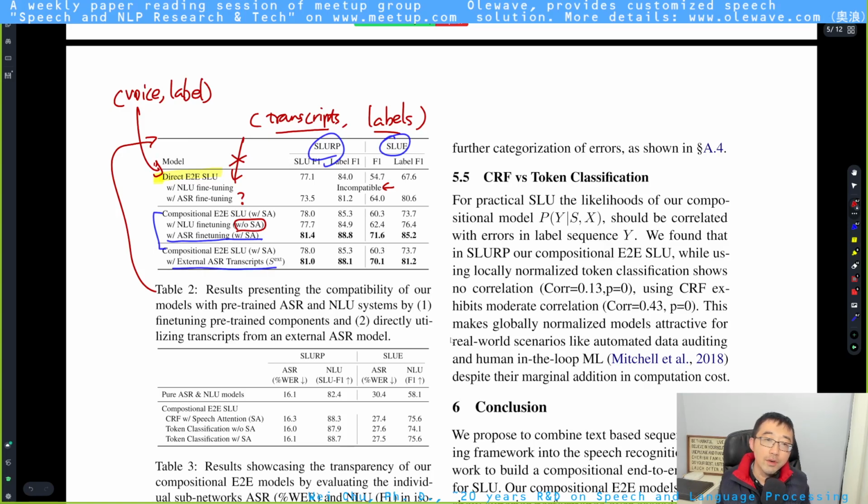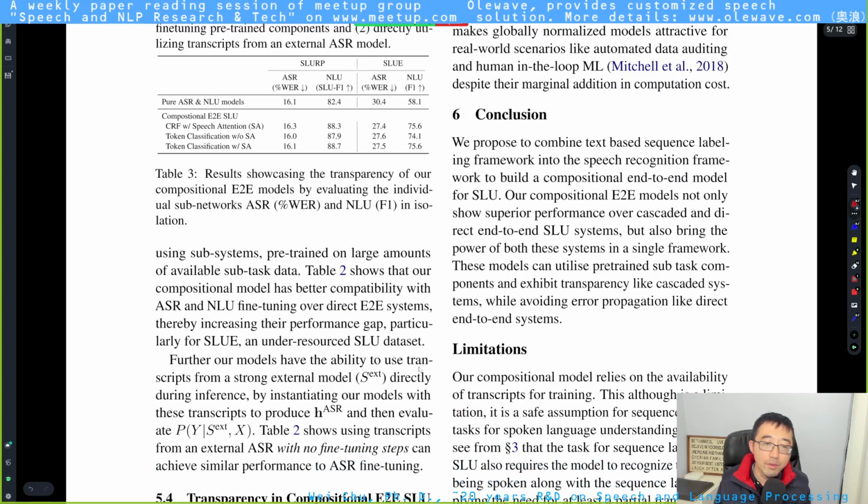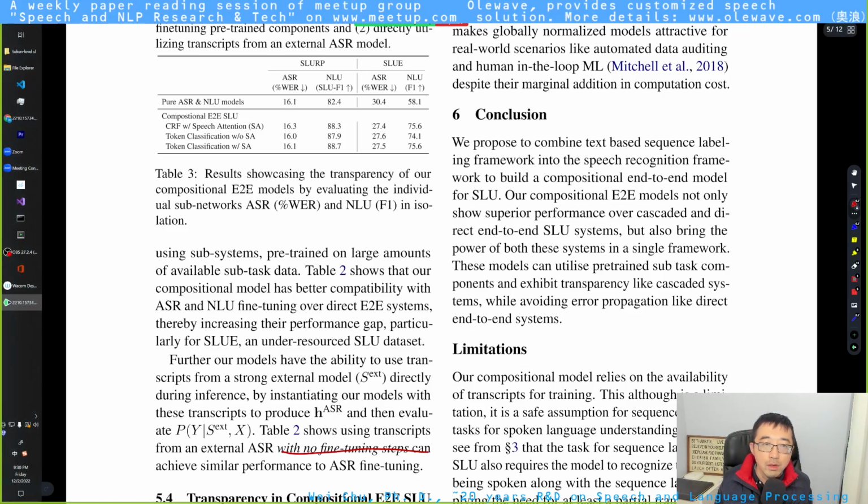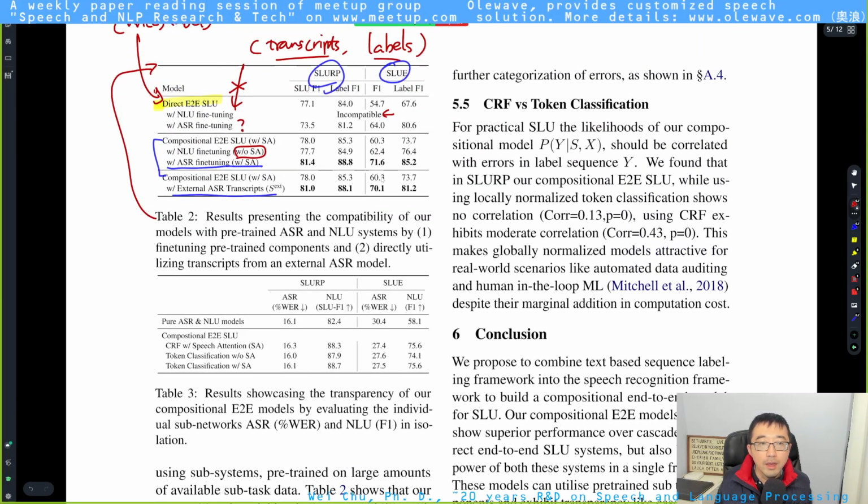And this is very interesting. I think these authors are very smart. By doing this, they don't have to do any fine-tuning step, which means that they don't have to collect and transcribe the development set or training set on the SLU task. Okay. Table 3. I think this is trivial. I'm going to skip this.